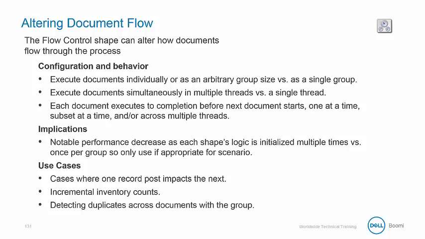So the documents execute one at a time and wait for the document to complete the entire process before the next starts. Now, with running documents individually, you do see a significant performance decrease because each document has to initialize each shape in the process. That means the process has to initialize a new connection to the connector endpoint for each document instead of doing that task once for the whole process.